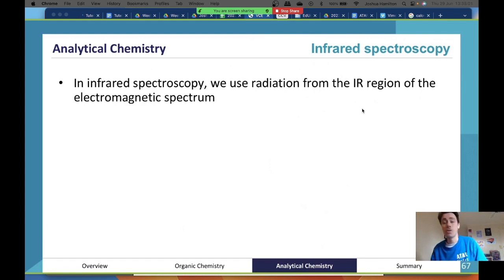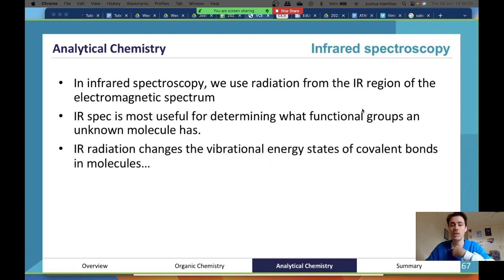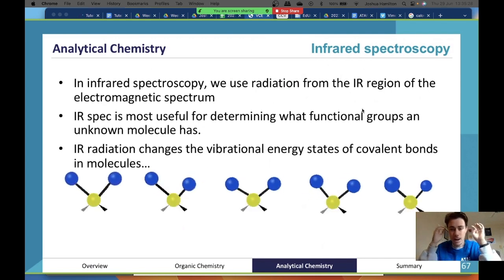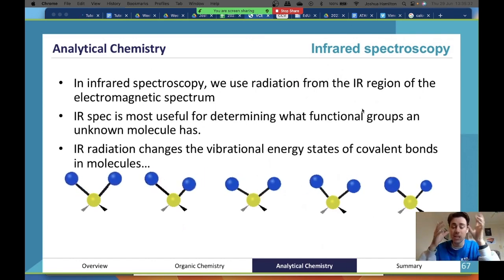We'll leave that there. So moving on, infrared spectroscopy. In infrared spectroscopy, we use radiation from the IR range of the electromagnetic spectrum. So IR spec is most useful for determining what functional group an unknown molecule has. The IR radiation that we hit the molecule with changes the states of the covalent bonds in the molecule, and it makes it shake around and look a little bit different. So don't worry too much what that means, but it just changes the energy state, and we can detect that change in the energy state.